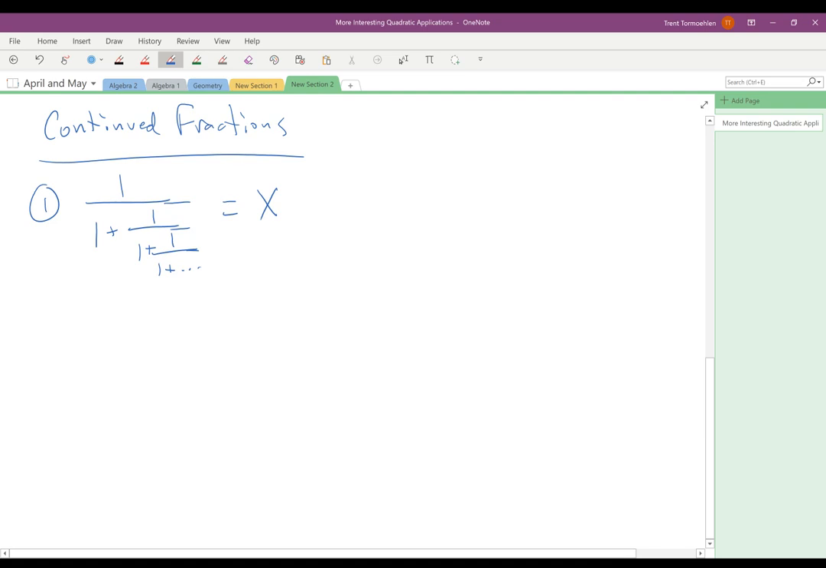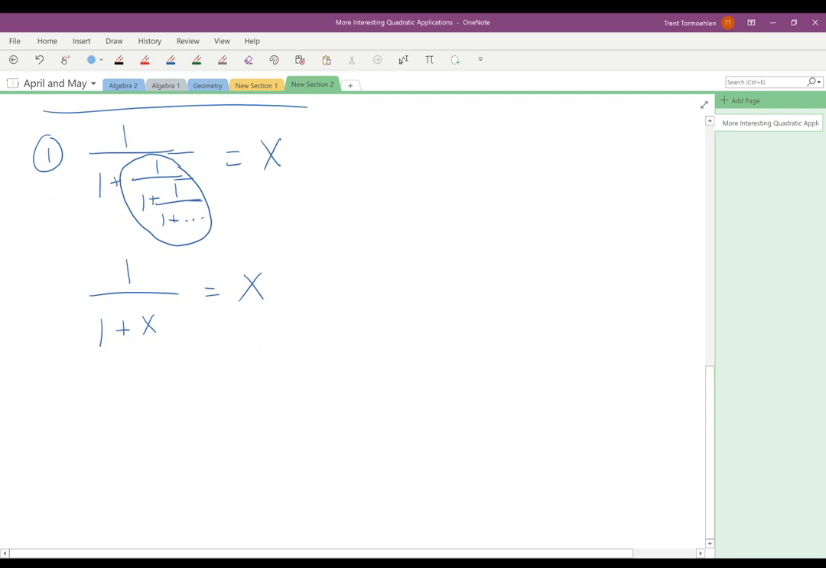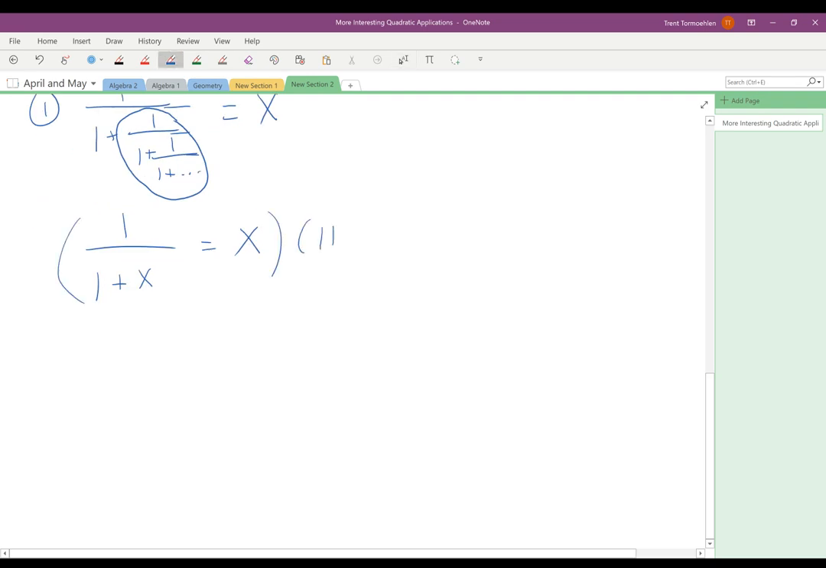Well, the way that it's solved is to recognize that this is the same as the original fraction. So if that is the same as the original fraction, then I can just rewrite it as 1 over 1 plus x equals x. Now I've taken a very complicated onto infinity problem and I've made it not complicated and not onto infinity. And so I can now solve this using what I know about quadratics, which is to multiply both sides by 1 plus x. That gives me 1 equals x plus x squared. And so that means x squared plus x minus 1 equals 0.